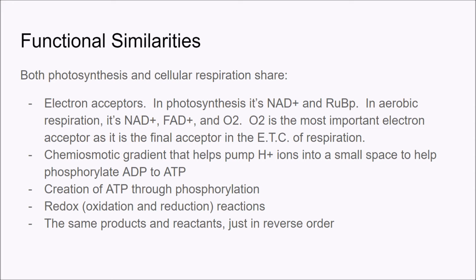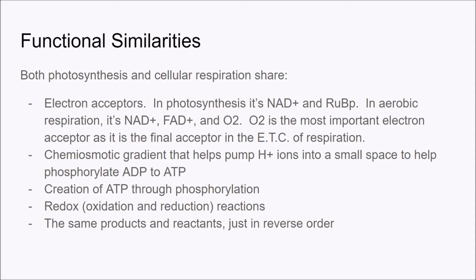Okay, so what are the functional similarities of these two processes? They both share electron acceptors. So even though NAD and NADP are two different things, they are both electron acceptors that do a similar job of taking the electron and transporting it to the electron transport chain. RuBP is the final electron acceptor in photosynthesis. You could argue glucose is as well if it's produced by the Calvin cycle. And in aerobic respiration, that final electron acceptor is O2 or oxygen. So that's the most important electron acceptor there, and that's why we call it oxidative phosphorylation.